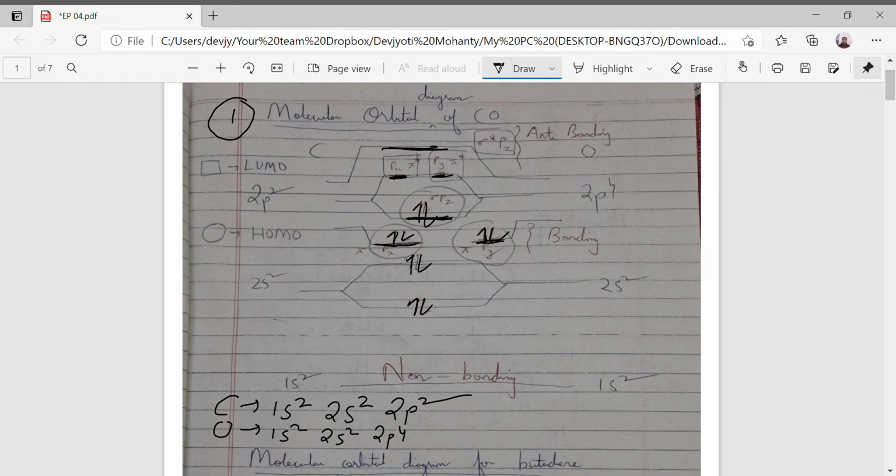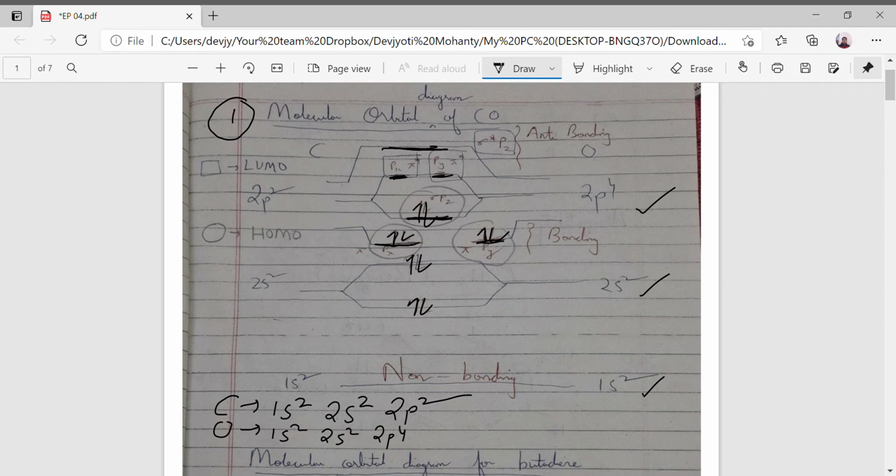Done. So first we have the non-bonding 1s2. 2s2, it is 4. So it has already made 4. Then 2p2 and 2p4, it is 6. So in the pi bonding it has made 4 and in the sigma bonding it has made 2. 4 plus 2 is 6, and the anti-bonding orbitals are empty.